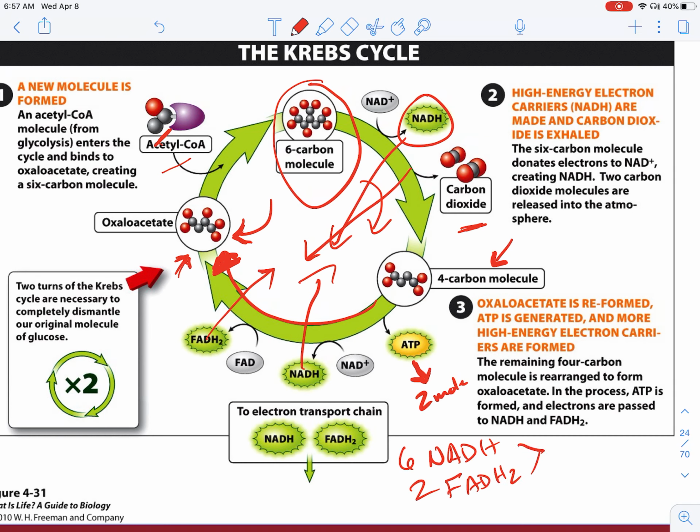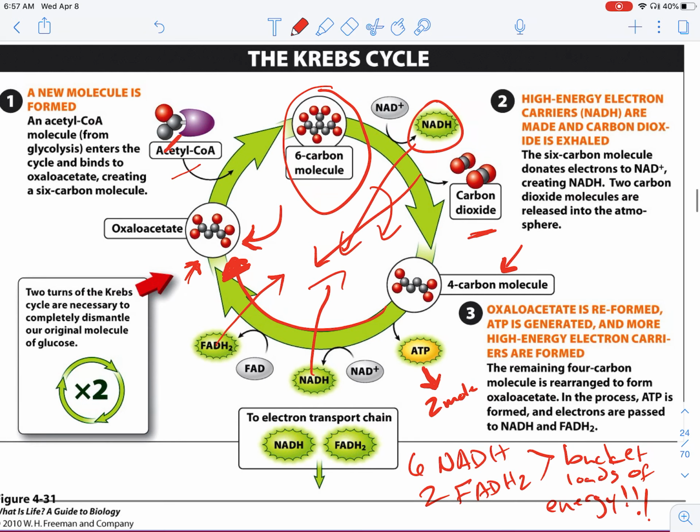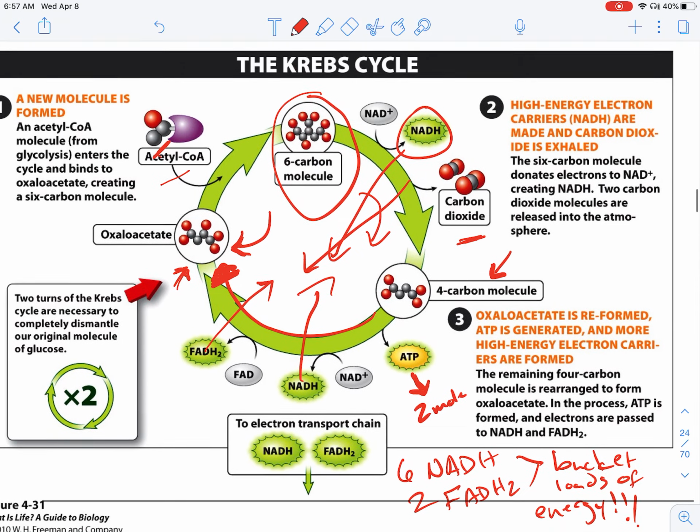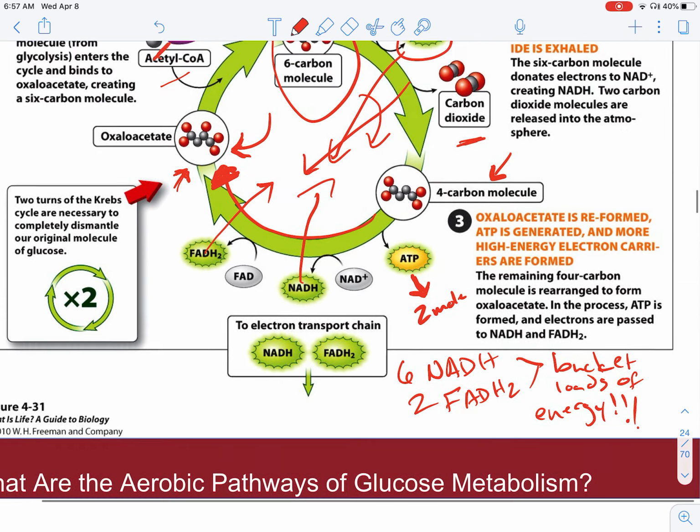And remember, there is lots of energy in these reduced electron carriers. So that's where most of the payoff is going to be. Up until this point, we have only generated a net of 4 ATP for all the work that we've done, right? That's not a lot of energy for what we've done.